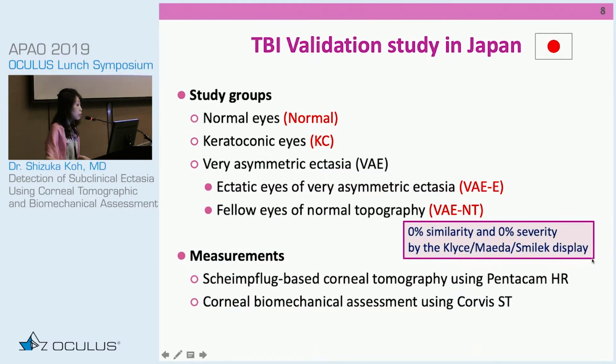We enrolled 4 groups: normal eyes, keratoconic eyes, and very asymmetric ectasia. In this group, we enrolled both eyes: the ectatic eyes from VAE, and the fellow eyes of VAE with normal topography. The inclusion criterion for normality was 0% similarity and 0% severity by the Kreis-Maeda or Kreis-Smith-Smorak display. We performed the Pentacam measurement for these cases.